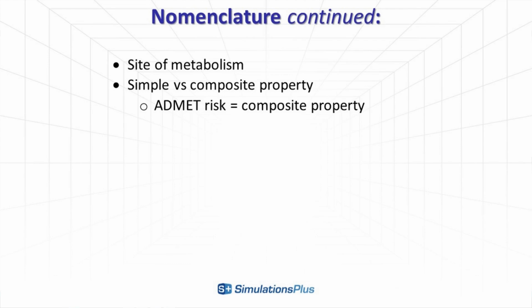And there's also a bit of a differentiator between a simple property and a composite property. For example, something like ADMET risk is a composite property, and there are several properties that actually enter in the definition of our ADMET risk property. So again, apologies for the amalgam here between those various nomenclatures, but for the sake of simplification, I'm going to be referring to pretty much all of these as quote-unquote properties.